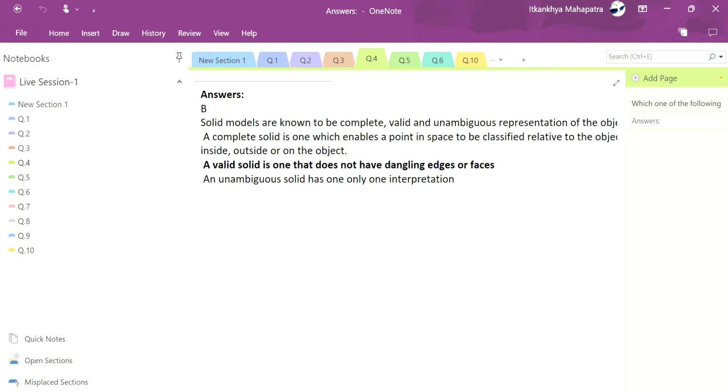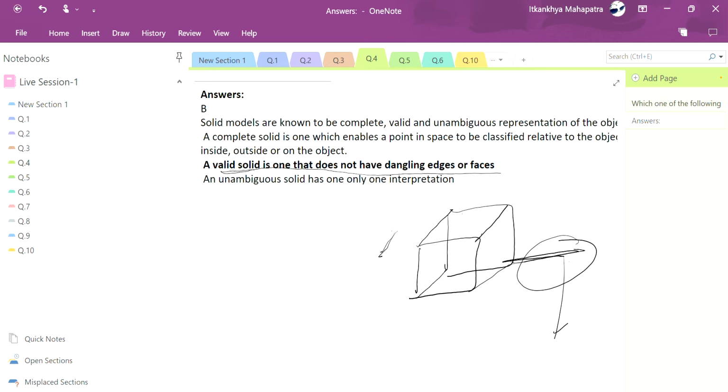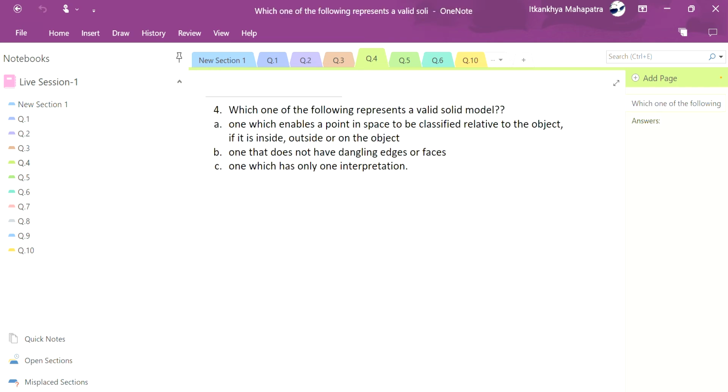So, according to the question, the valid solid model is being asked, which is one that does not have dangling edges or faces. An object should be complete. There should be no extra dangling edges or faces. An unambiguous solid only has one interpretation. These are the three criteria required to fulfill a solid model. So according to the question, which one is the valid solid model? The correct option is B. Okay, so moving on to the next question.